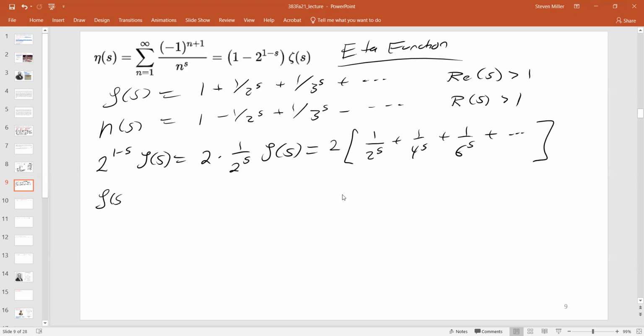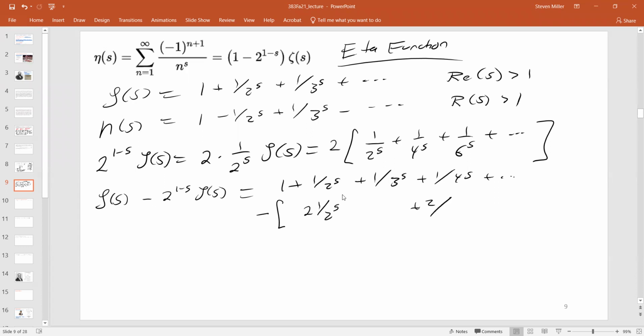So if I look at zeta of s minus 2 to the 1 minus s zeta of s, I would have zeta of s is just 1 plus 1 over 2 to the s plus 1 over 3 to the s plus 1 over 4 to the s plus dot, dot, dot. And then we would subtract off 2 to the 1 minus s zeta of s. So the first one would be 2 times 1 over 2 to the s, and then the next one would be 2 over 4 to the s, and so on and so on. And so when you subtract, you would just get 1.